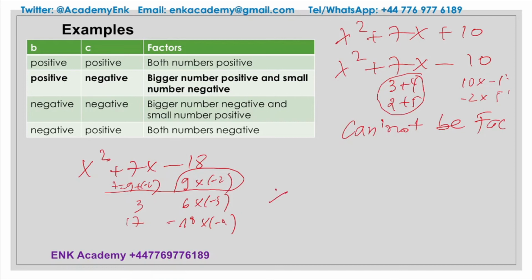And therefore, we have x plus 9 times x minus 2, and this is the factorized expression of x squared plus 7x minus 18. As we see, the bigger number is positive, the small number is negative.